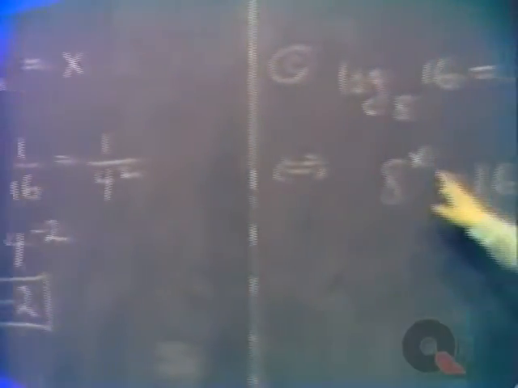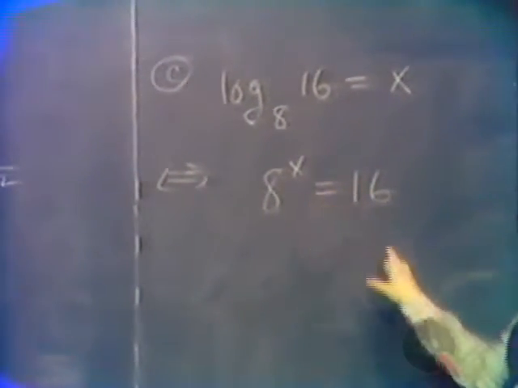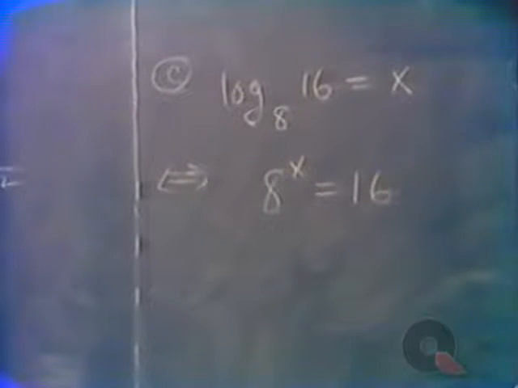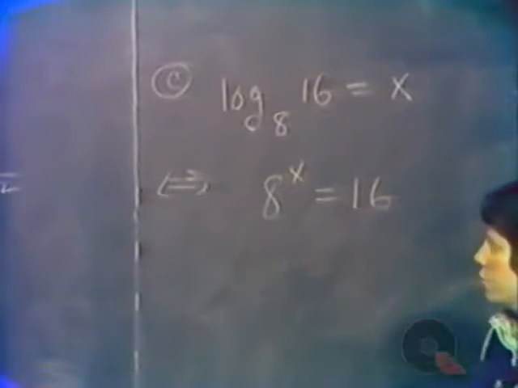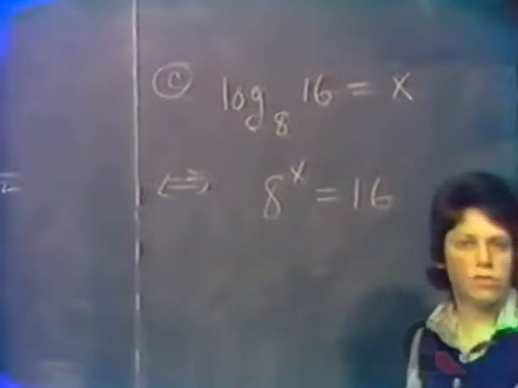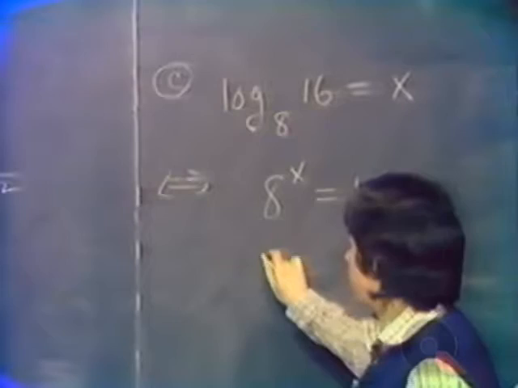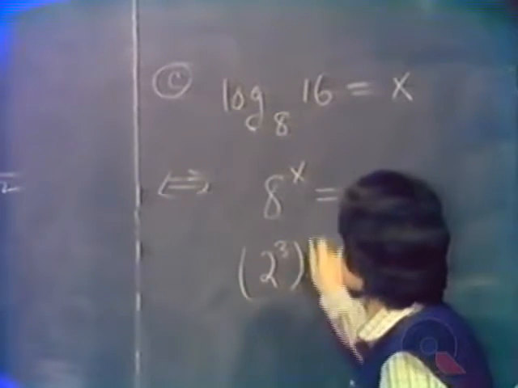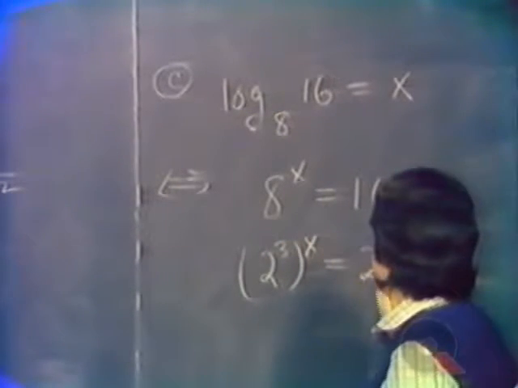Now if we're going to restrict ourselves to integer powers, we're not going to be able to handle it in the same way here. What we can do, however, is say, look, they're both powers of 2 here. We could say 8 is really 2 cubed. And 16 is really 2 to the 4th.